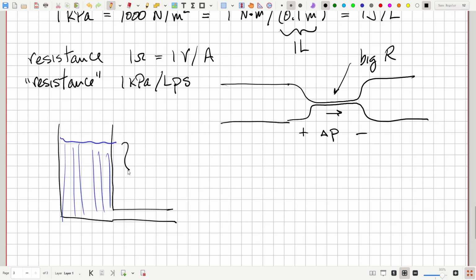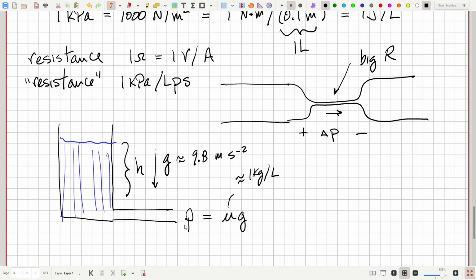We would have some height H, and the pressure P down here would be the density. Well, let's use mu for the density, which for water is about 1 kilogram per liter, times gravitational acceleration, G, which is about 9.8 meters per second squared, times the height H. So this is the classic formula for hydrostatic pressure.